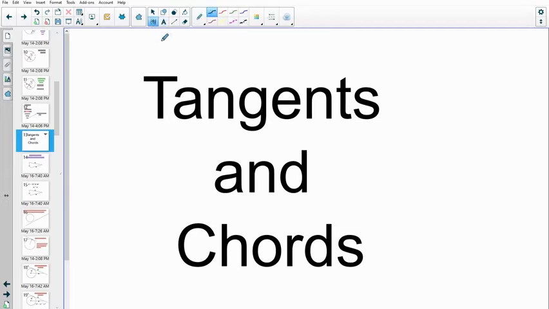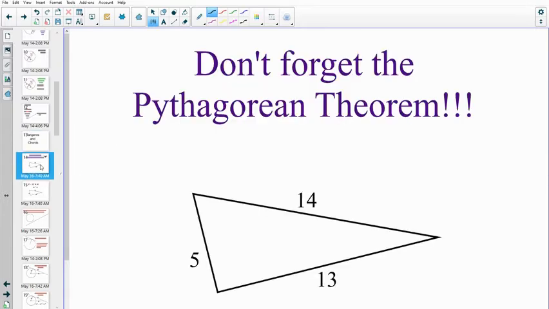The next thing we have to take a look at is when I have something that is tangent to a circle, and that's actually a term that we've seen before when we did trigonometry, but tangent in this context is going to be a little bit different. Before we get to that, I need to remind you about the Pythagorean theorem. The Pythagorean theorem, we're using it a lot this semester. A squared plus b squared equals c squared.